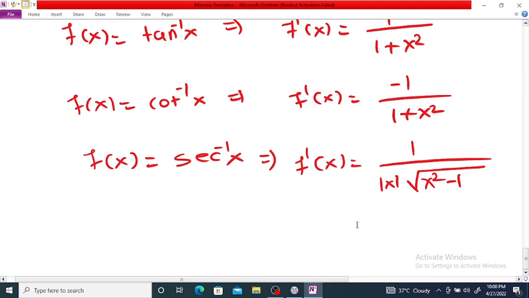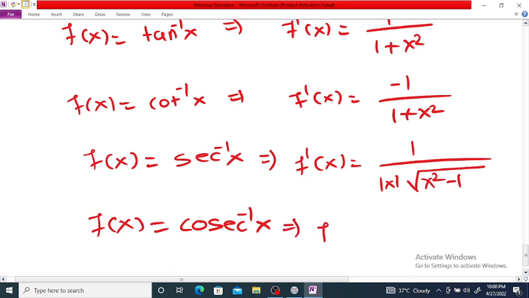So here, for f of x is equal to cosec inverse x, then f dash x is equal to minus 1 divided by mod of x into square root of x square minus 1.